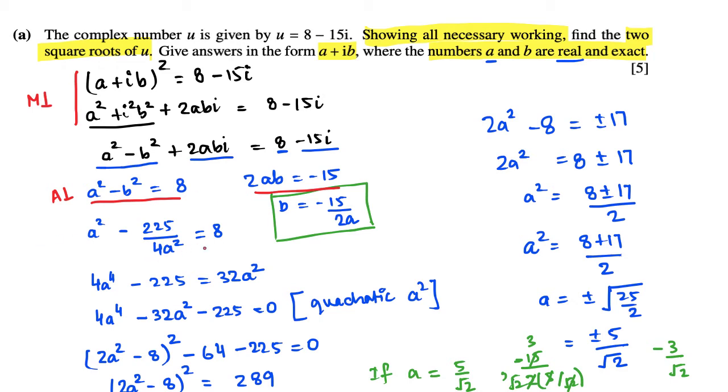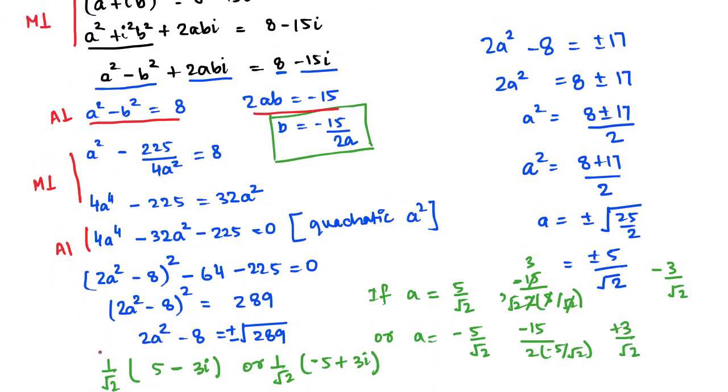Now this part, eliminating or substituting one of the variables in the other equation and simplifying, will give us method mark M1. And this part, if we form a correct quadratic equation after simplification, will give us an accuracy mark. Then after solving, writing the two possible square roots will give us another accuracy mark. So total 5 marks.